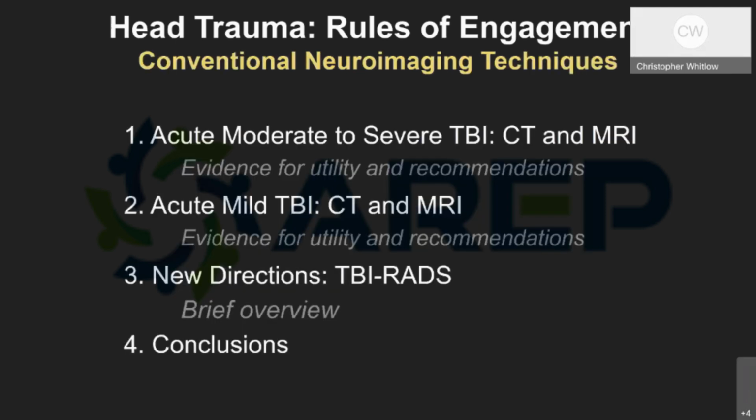Due to time constraints, I'll confine myself to reviewing conventional neuroimaging techniques for acute TBI, specifically moderate to severe, but also mild TBI. I'll also briefly discuss what the American College of Radiology, the ACR Head Injury Institute, has been doing with these data with regard to developing a new RADS. If you've ever heard of BI-RADS, LI-RADS, but in this context, for head trauma, it'll be TBI RADS.